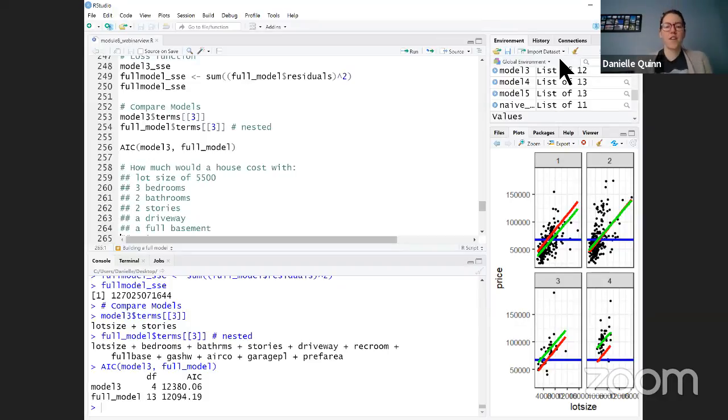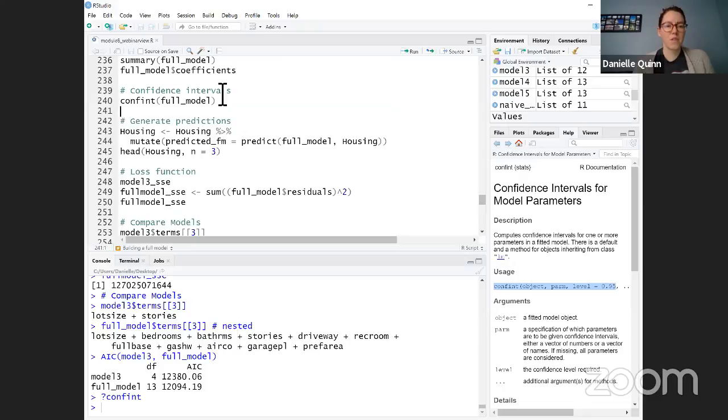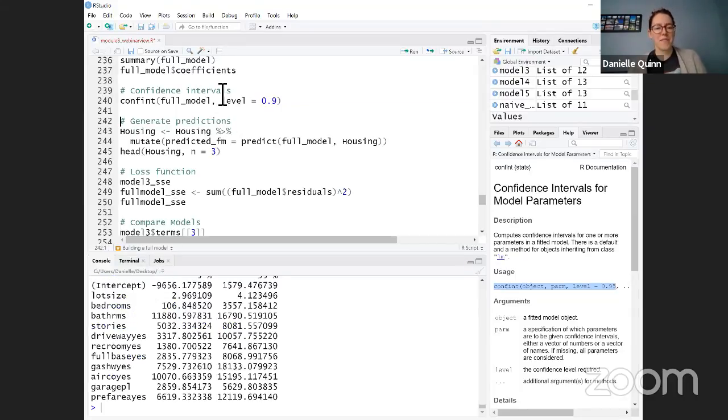Nathan says, can you adjust the confidence interval to a different level of confidence? Yes, you can. I believe that has to do with the confint function. In confint, you can set the level. By default, it's 0.95. But for example, we could say, what is the confint where the level is 0.9? Okay, and that would update those values. So you can set the confidence intervals using this level argument, but by default, it's 0.95.